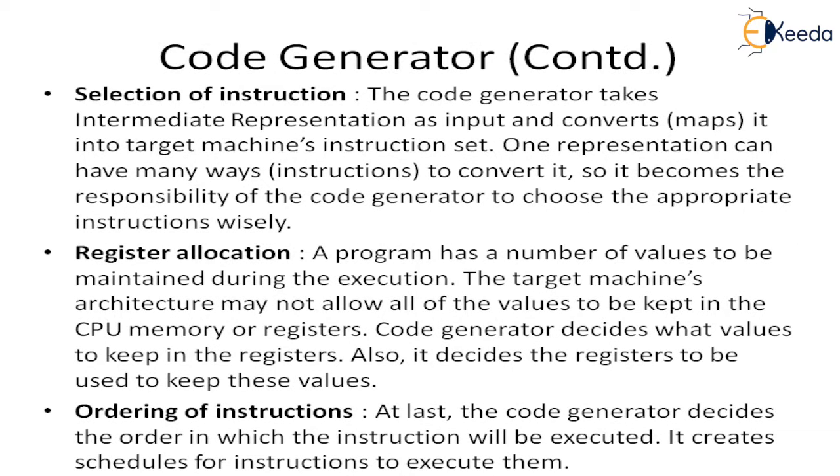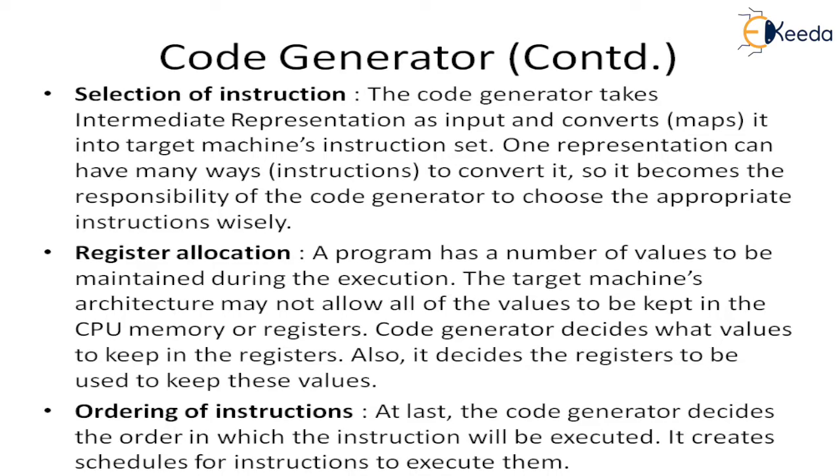Selection of instruction takes the intermediate representation as input and maps that intermediate representation into the target machine instruction set. One representation can have many instructions to convert it. In this way, the code generator can choose the appropriate instruction wisely.